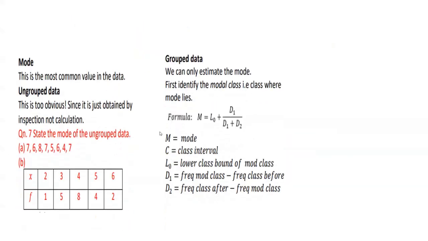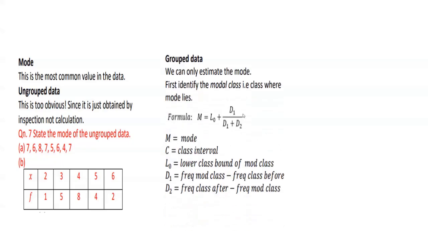So what about mode? Mode is the most common value in the data, and if you have ungrouped data, this is the easiest to calculate. You just look at a value which is most common. Like here, 7 is the most common, and so 7 becomes our mode.